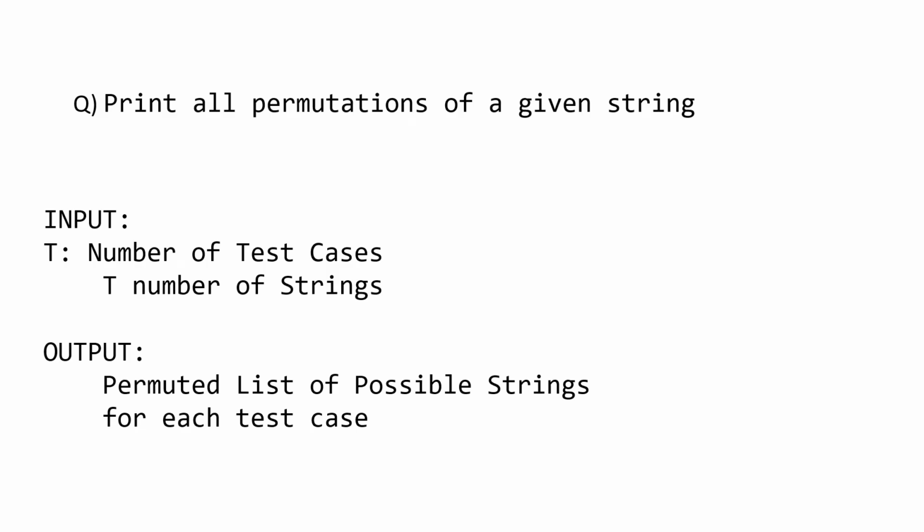So what it says is we need to print all the permutations of a given string. Alright, so this is the input format and this is the output format. The input contains a number t, which is the number of test cases, and following t test cases there will be t number of strings. So you have to output the permuted list of possible strings for each test case. Let's look at the sample input.